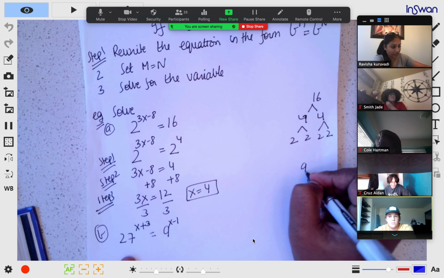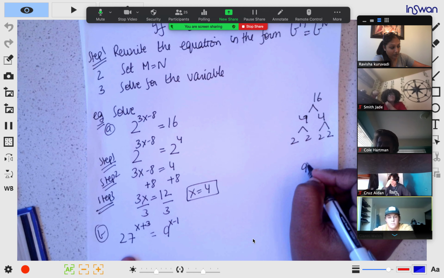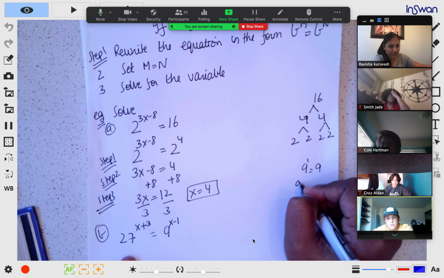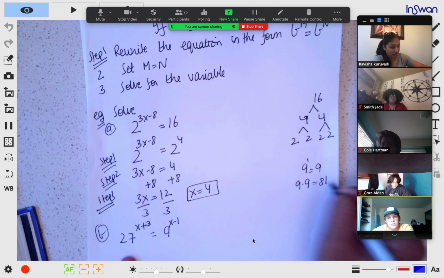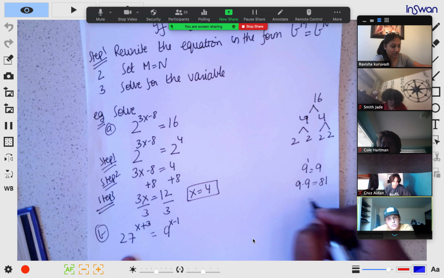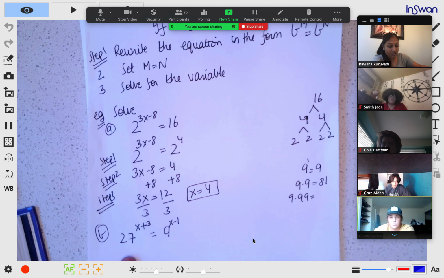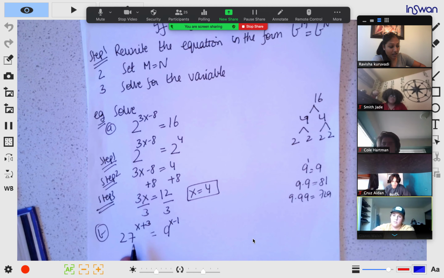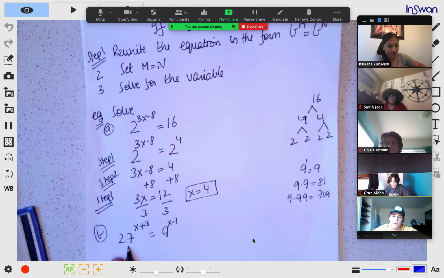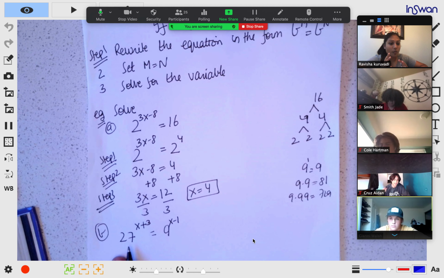9 is 9, right? If I take 9 times 1 is 9. If I multiply 9 two times, I get 81, right? Three times, I get 729. No matter what I do, I'm never getting 27. Okay. But can you write 27 and 9 as something which is common between them? Let's make factors of both of them.